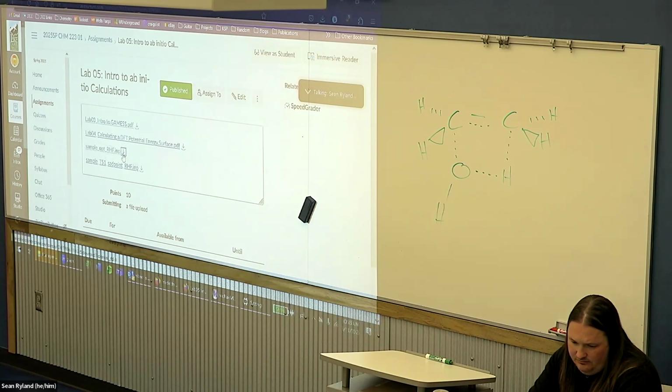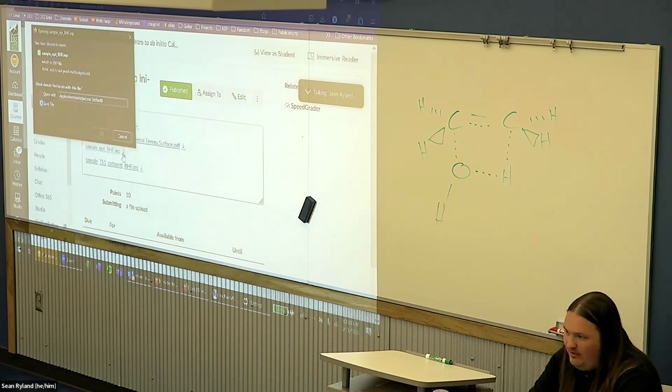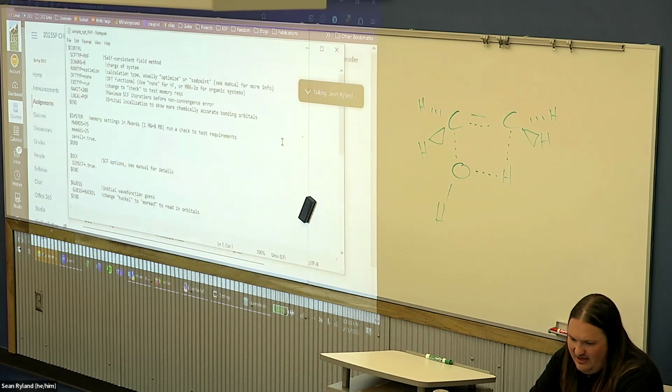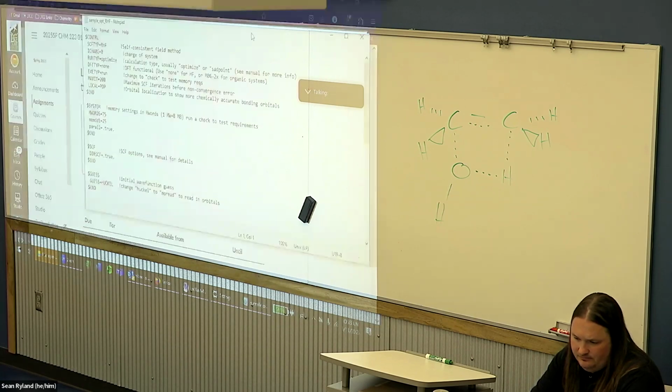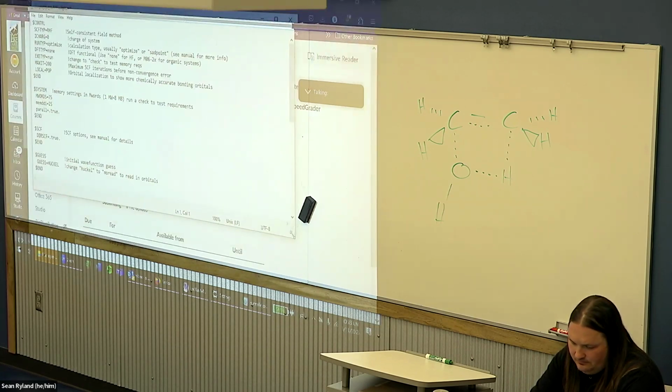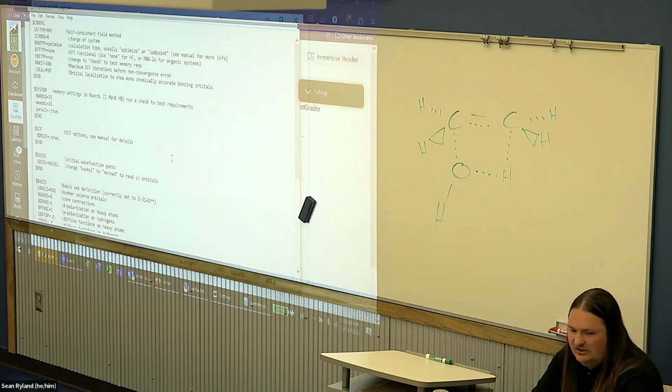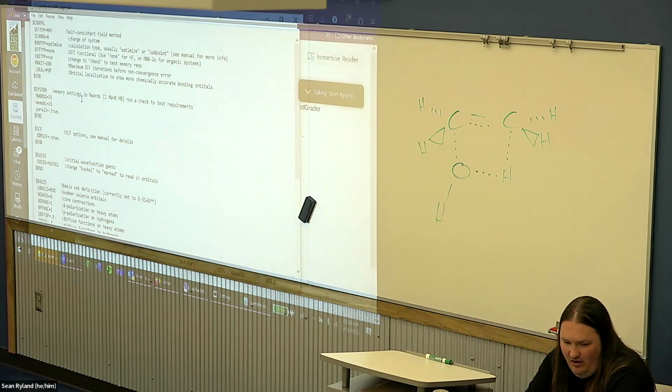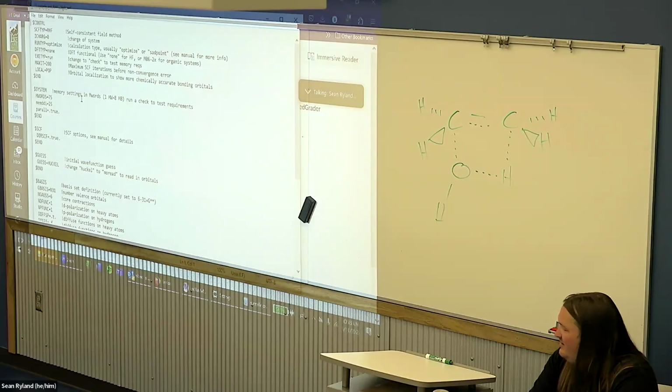So like Notepad++ or Brackets. Since I don't have Notepad++ here, I'm just going to open it in Notepad, but it'll look pretty similar. Basically, all of this is telling the program what settings to use to do the calculation.